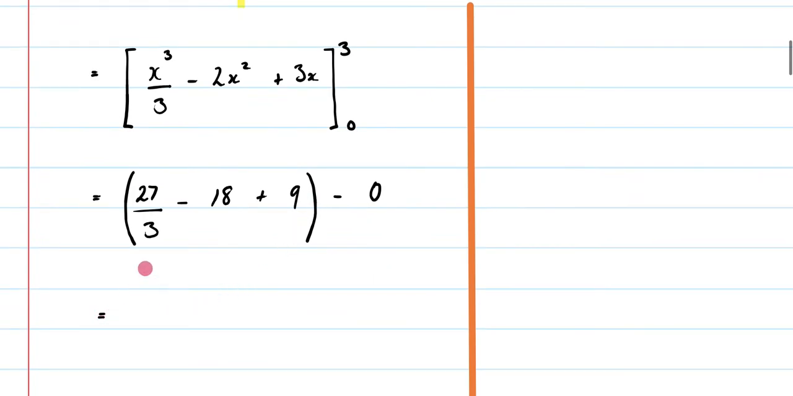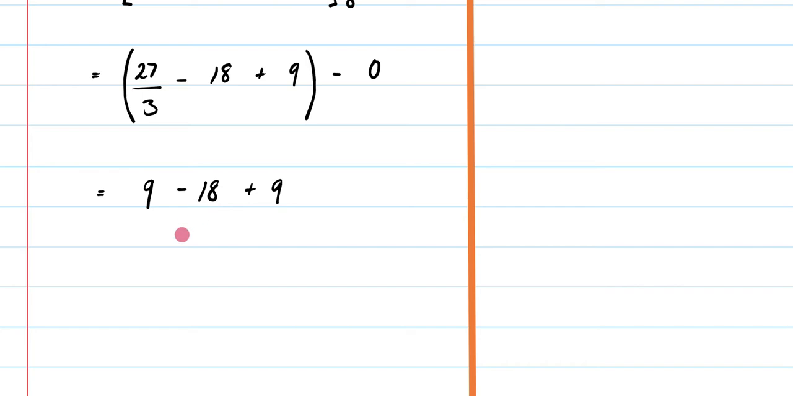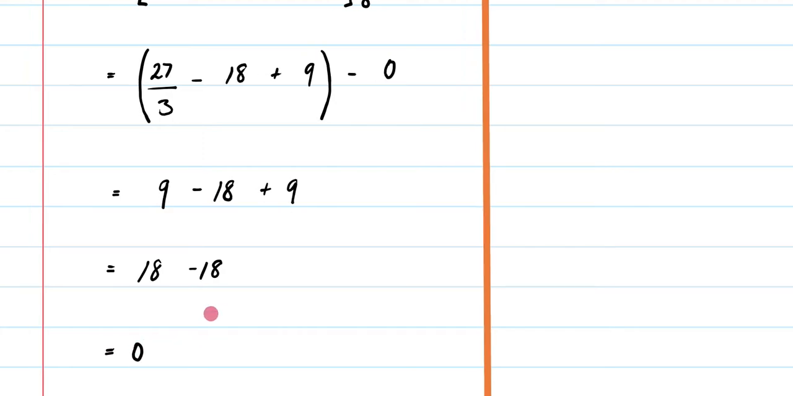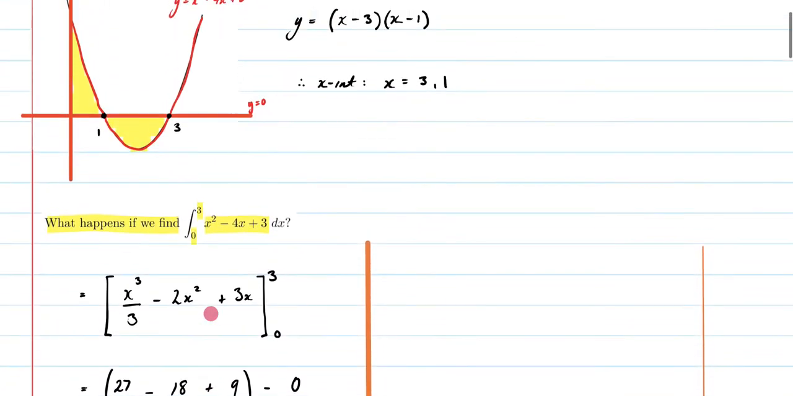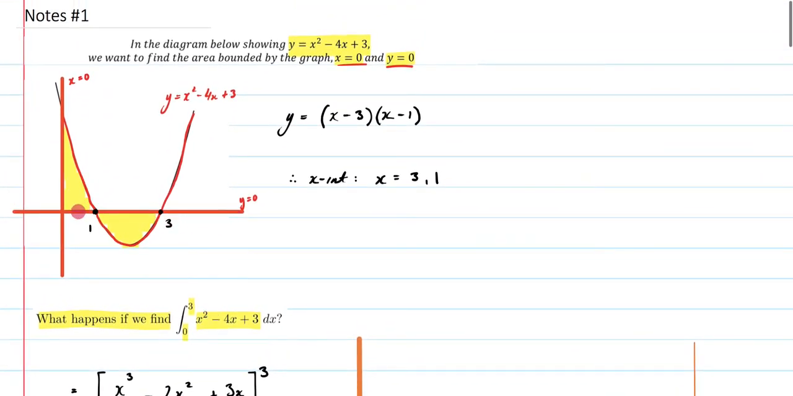So let's keep on going here. 27 over 3 will be 9 minus 18 plus 9. Well, I've got 9 plus 9, which is 18, and then minus 18. So 18 minus 18 is going to be 0. So, okay, that's a bit odd. It seems that what this is telling me is that the area bounded between 0 and 3 is 0.